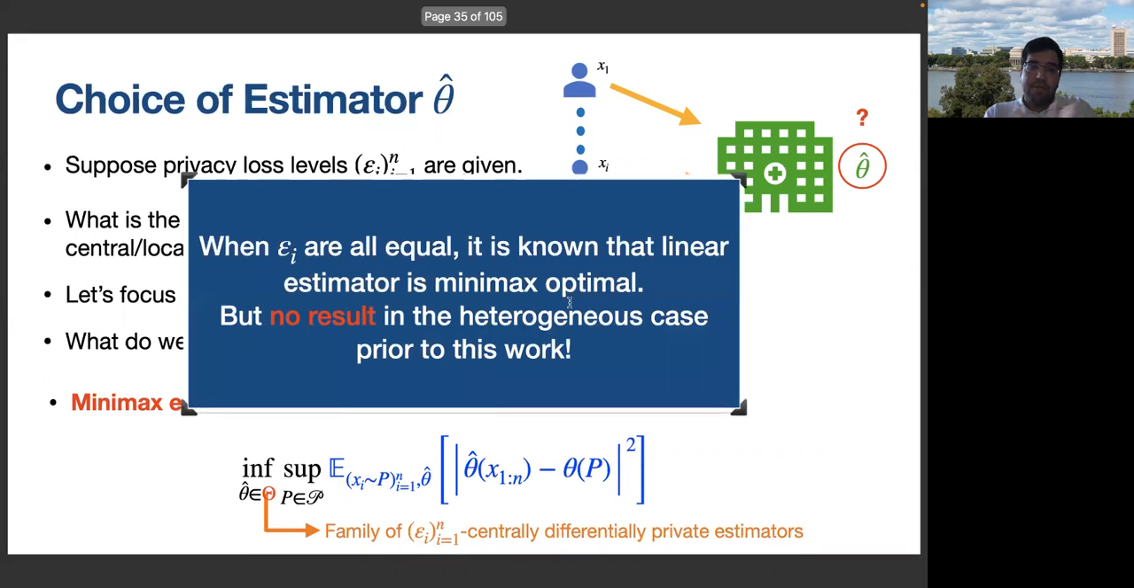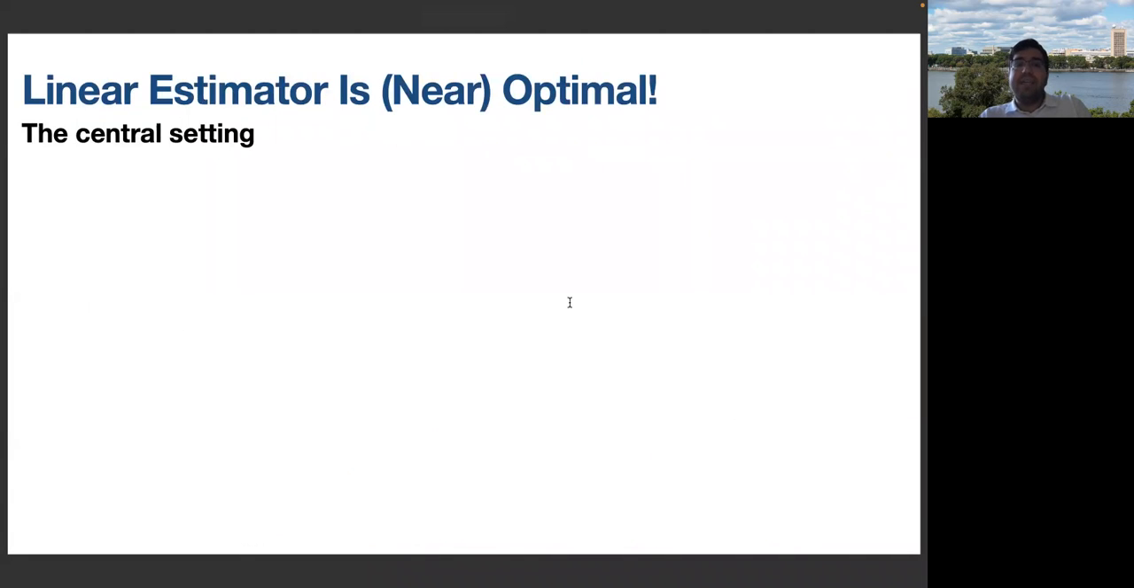We know from the literature on privacy, from several works over the past decade, that when the epsilon_i's are equal, the linear estimator with equal weights is minimax optimal. But to the best of my knowledge, there is no result on the heterogeneous case prior to this one. And what we show is that in that case, a linear estimator is near optimal up to a logarithmic factor with respect to the number of users.